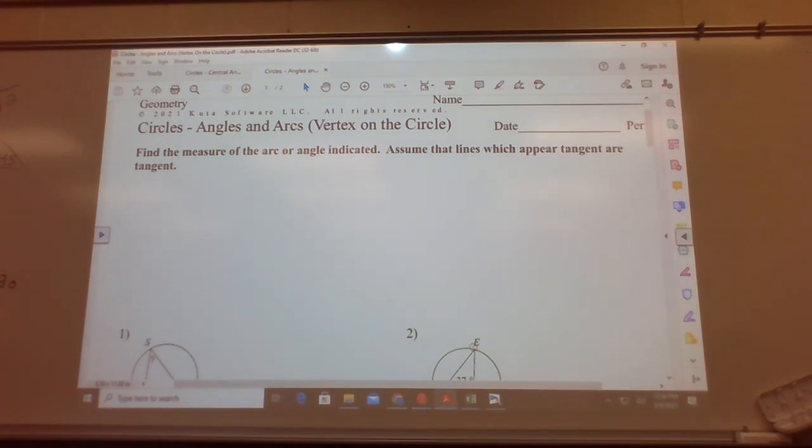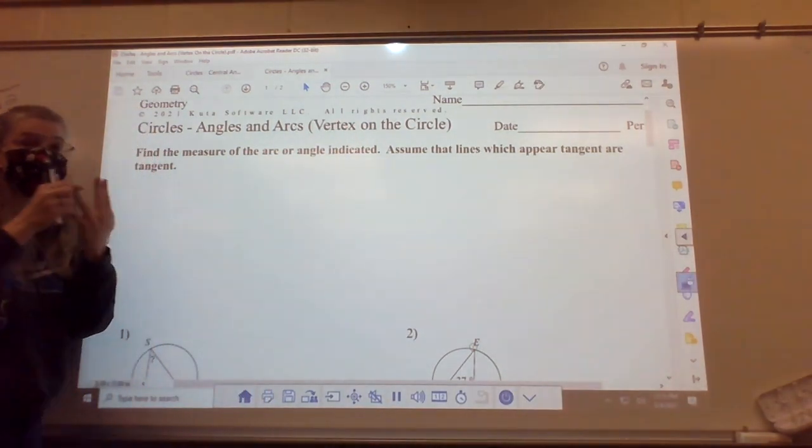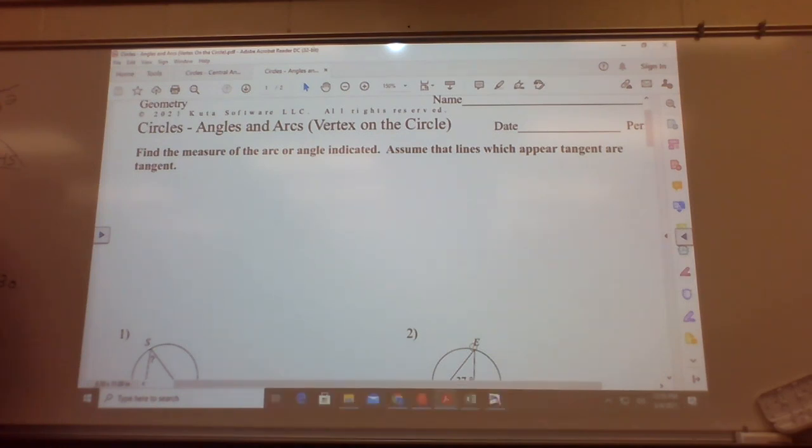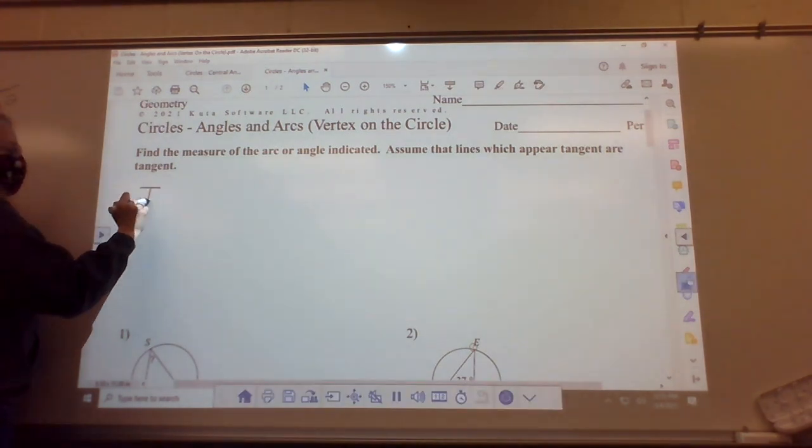The next three are going to be vertex on the circle, which is what I'm doing today, vertex in the circle but not in the center, and vertex out of the circle. So basically the vertex keeps moving. And because the vertex keeps moving, the formula keeps changing. Now, this one actually has a specific name, kind of like central angle is a specific name. This one is inscribed.